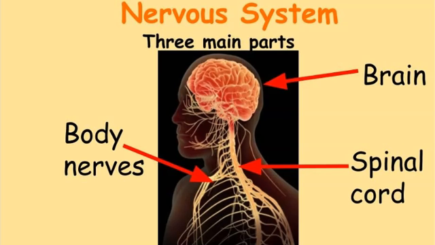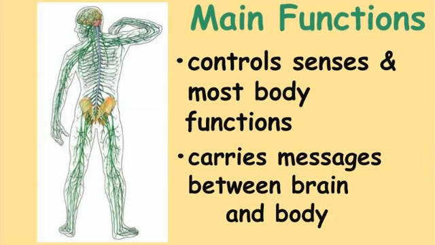all through the body. The nervous system is about your perception of the environment, right? Using your senses. Really, that's what it comes down to. It's how you perceive all the sensory information that's presented to you in the environment. So the main functions: controlling senses and most body functions, and then carrying messages between the brain and the body.